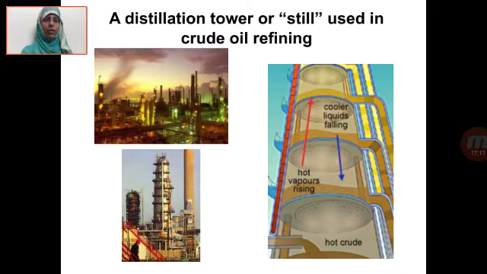So, a distillation tower or still is used. Here are examples of real-life crude oil factories where petrol is extracted in big factories. So, the crude oil refining process is like this. As you can see here in the picture, the cooler liquid is falling, and the distillation process is being carried out.